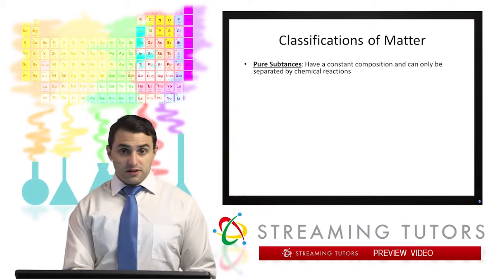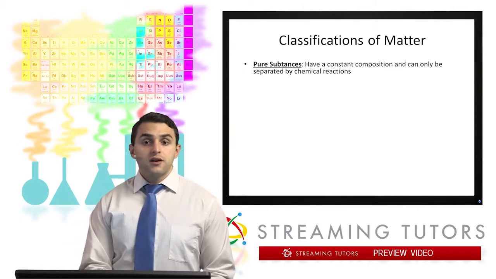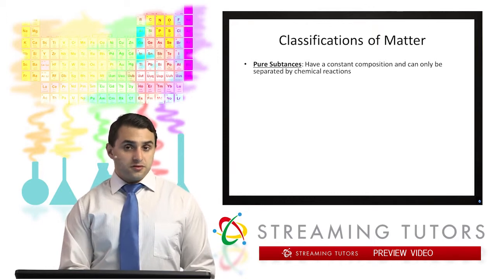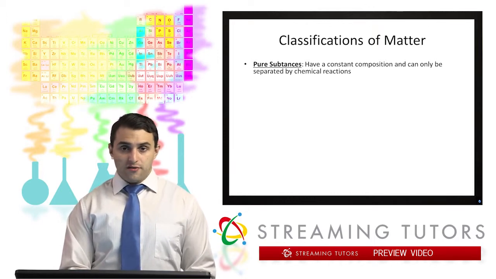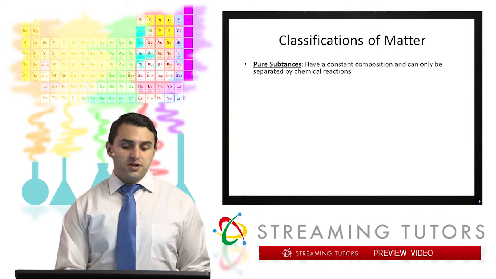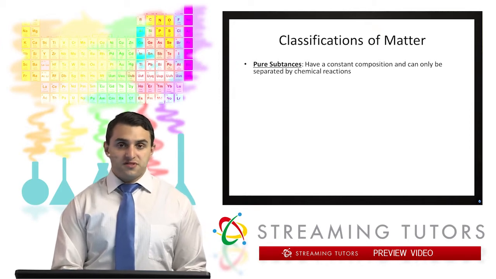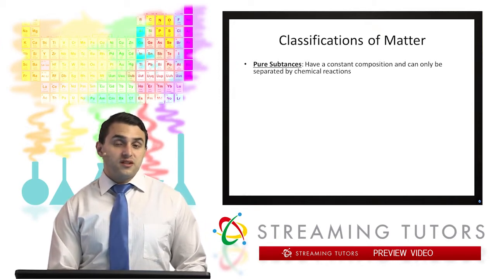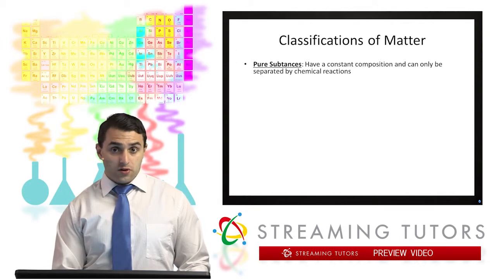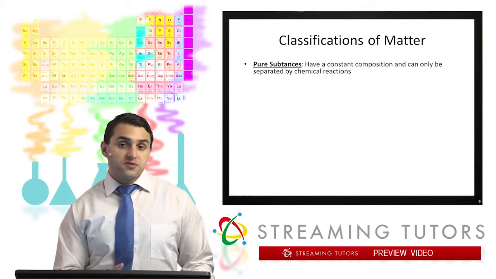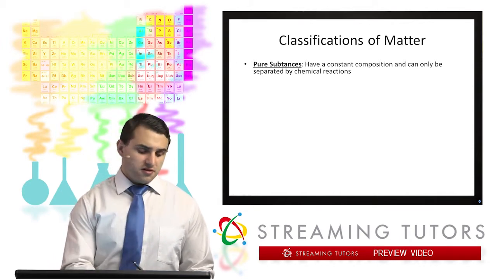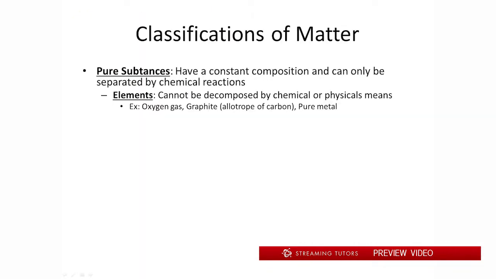So now we're going to go into the classification of matter. We can classify matter based on two categories. First off, we have pure substances. So a pure substance has a constant composition, and it can only be separated by chemical reactions, if at all. Within pure substances, we have two other categories. The first one is our elements. Elements are our most simple building block of matter. They're what everything is comprised of.